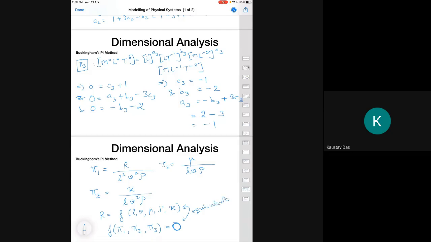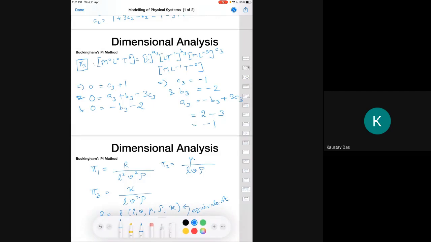Okay, so this is of course a different function. So let me just clarify that. So I can write the original function that I wanted to find as a simpler function of three dimensionless variables. And if you do an actual example, you will see that sometimes you can identify some of these pi variables as some known constants.